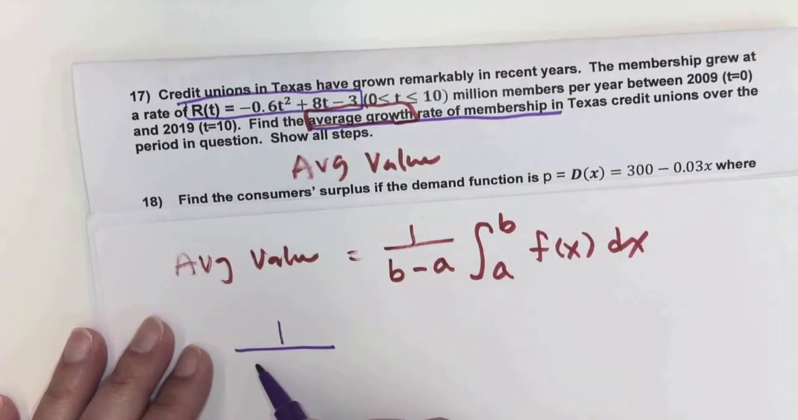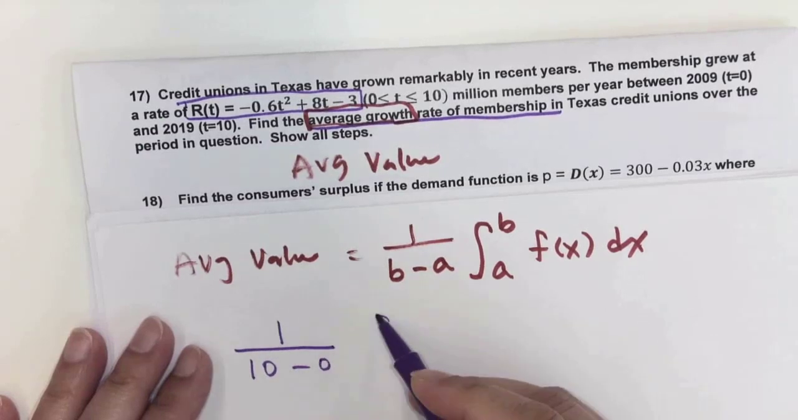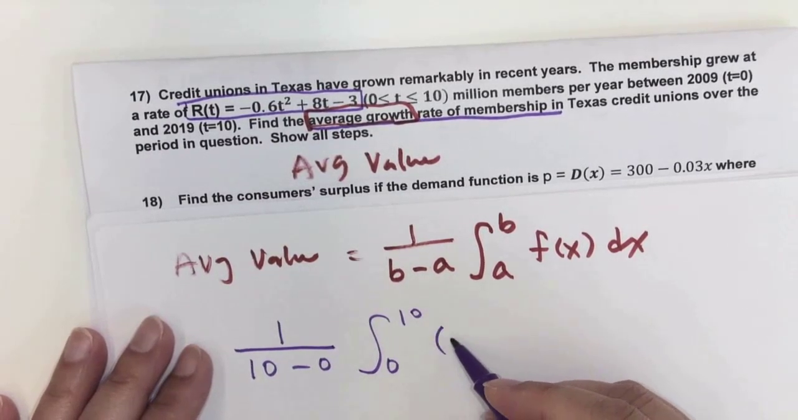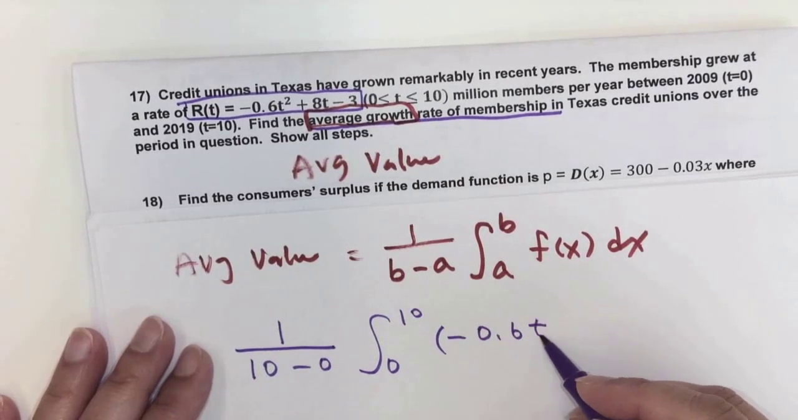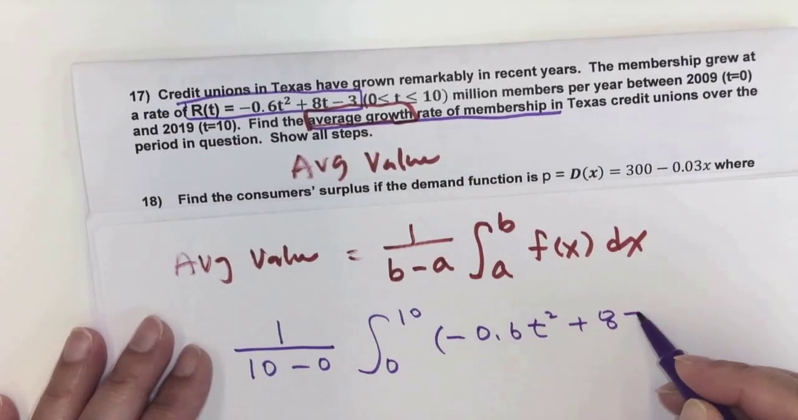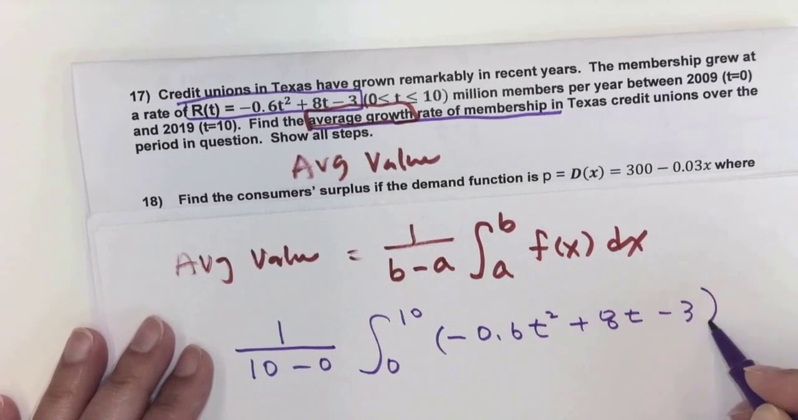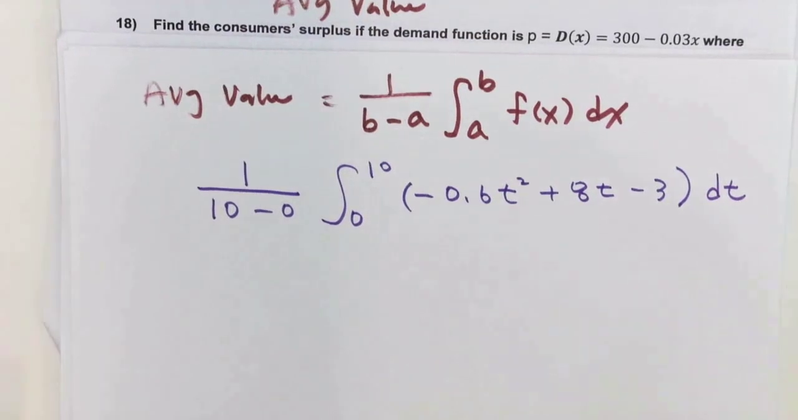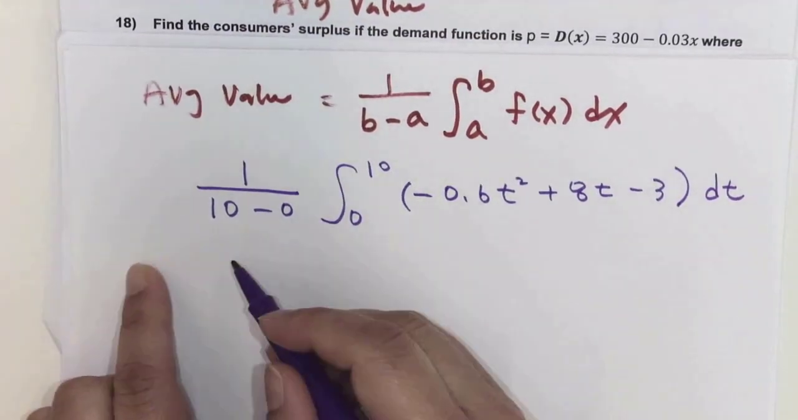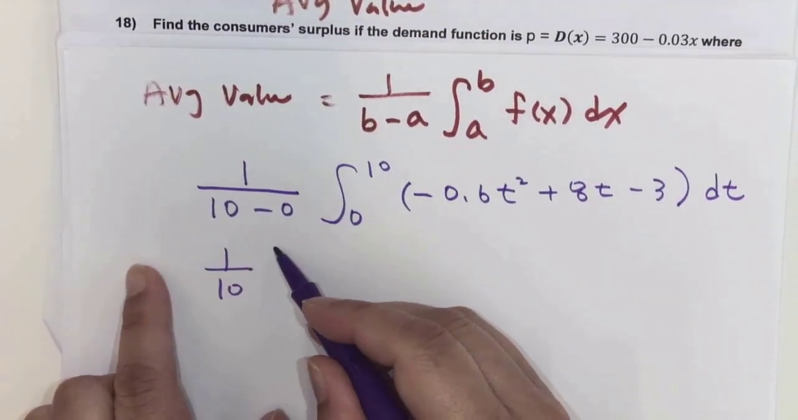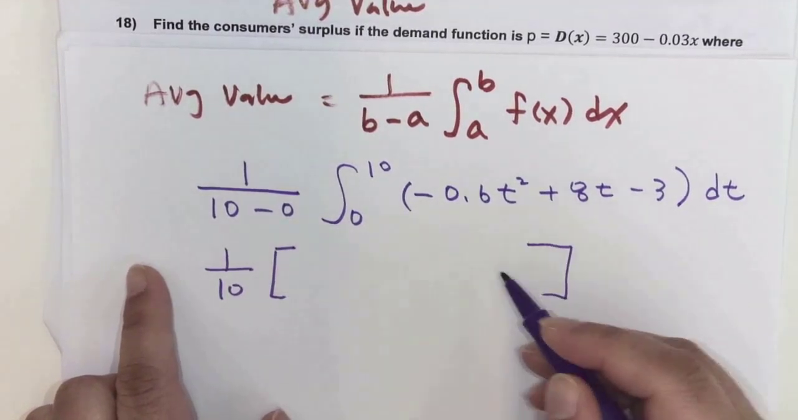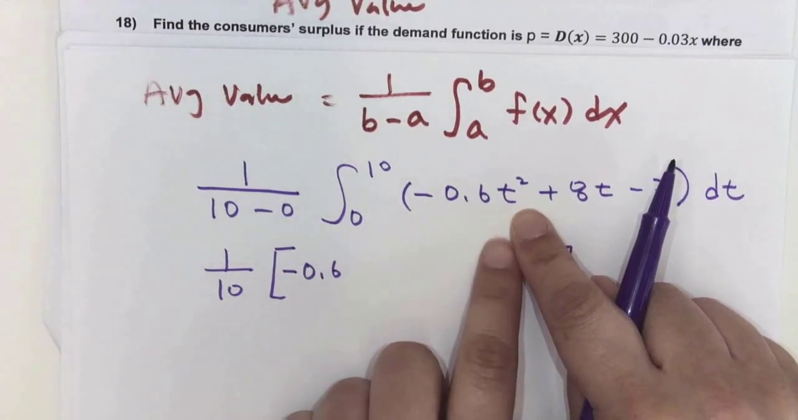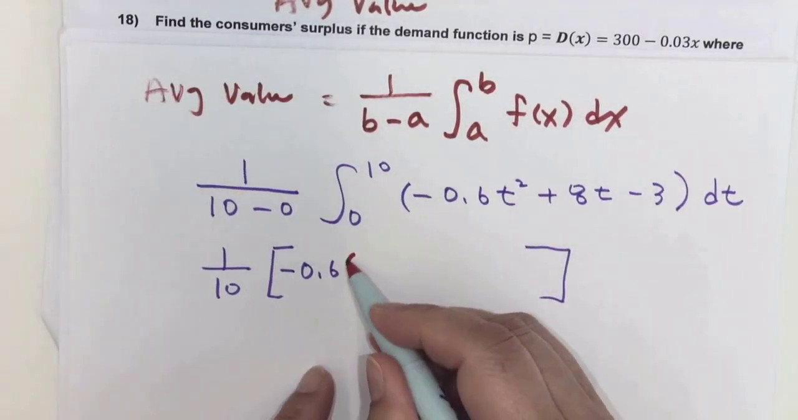Can you tell? 10 minus 0, and the integral from 0 to 10, the function is given to you as negative 0.6t squared plus 8t minus 3. This time they're using t, so it's dt. So that's my function. The fraction is just 1/10, right? And then I think we can go ahead and take the integral. The first number would be negative 0.6. You need to take care of the t squared. t squared will turn into what?